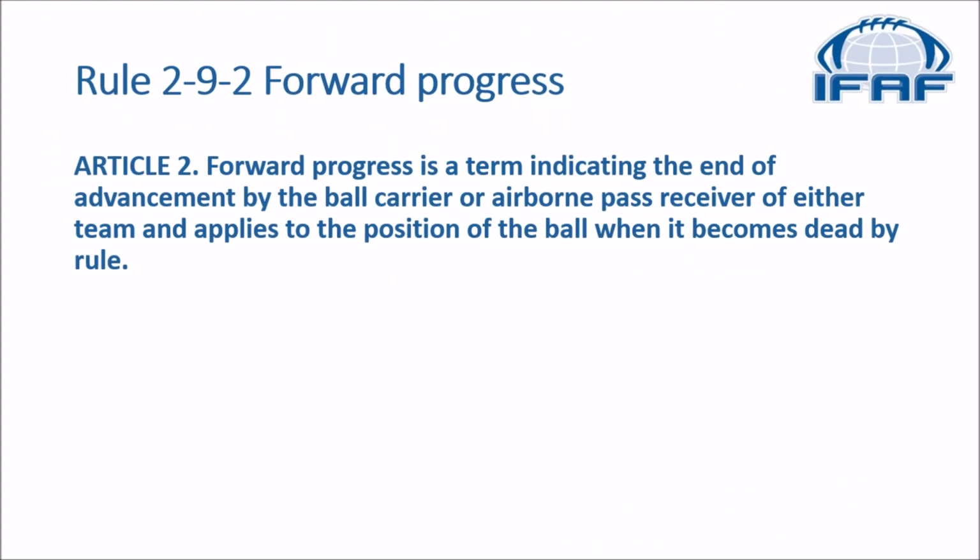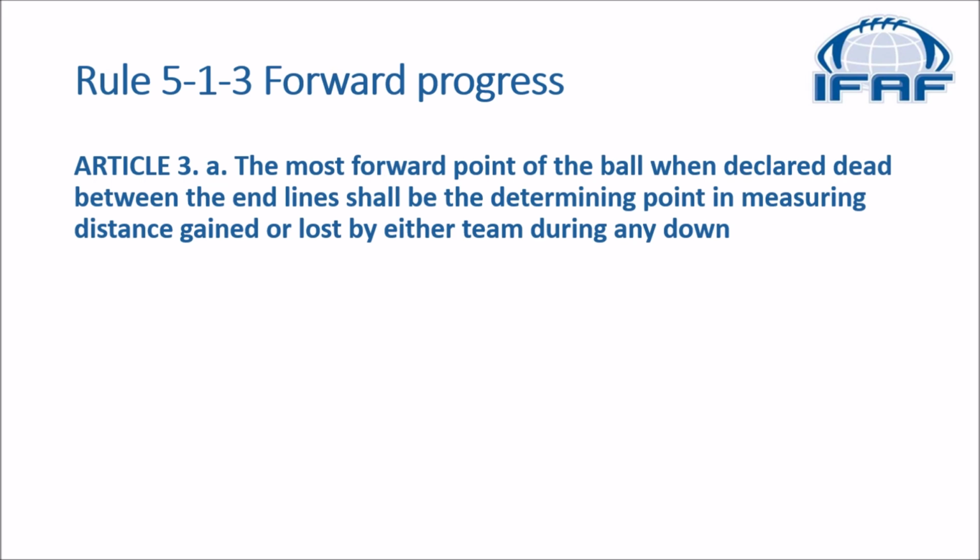But before we get to the game film, let's have a look to see what the rulebook and the MOFO have to say on this topic. In the rulebook, forward progress is defined in Rule 292. Forward progress is a term indicating the end of advancement by a ball carrier or airborne pass receiver of either team and applies to the position of the ball when it becomes dead by rule. In 513, forward progress, it says the most forward point of the ball when declared dead between the end lines shall be the determining point in measuring distance gained or lost by either team during a down.